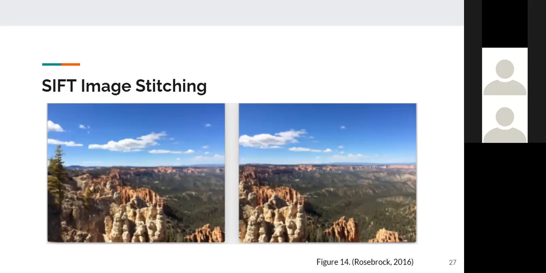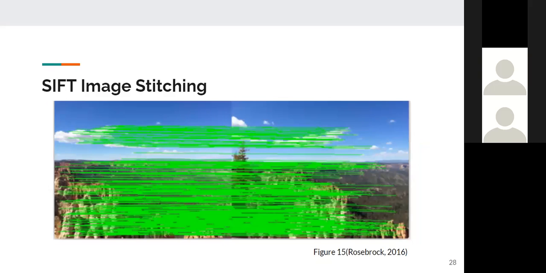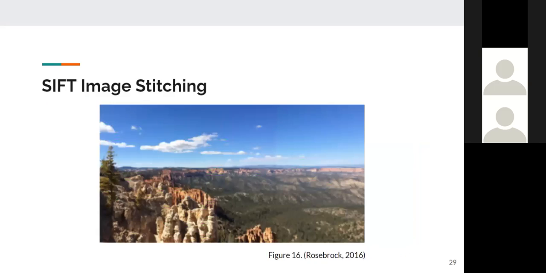Another application of SIFT is image stitching. So we have two images here which are of the same location but taken at different viewpoints. Key points are first found, their descriptors are calculated, and then they're matched to create one final stitched image as is shown in this figure.